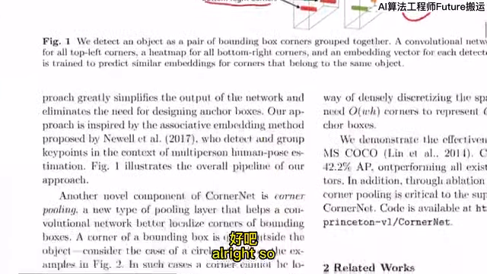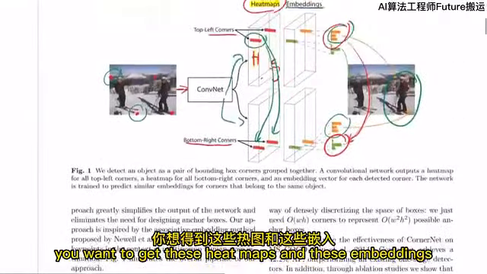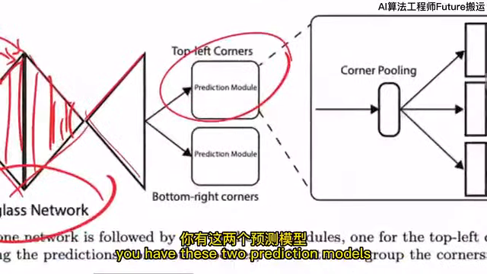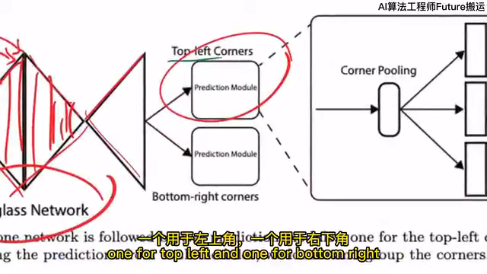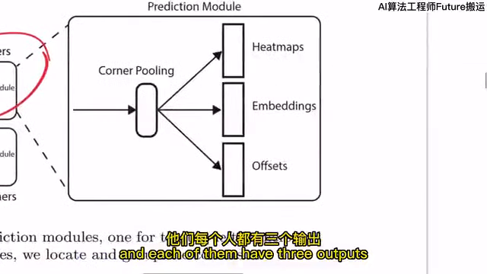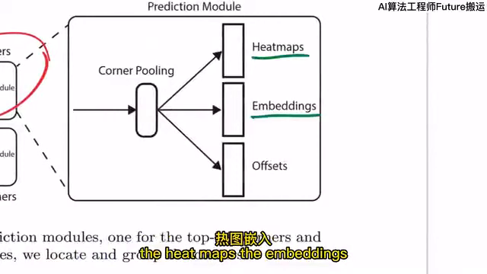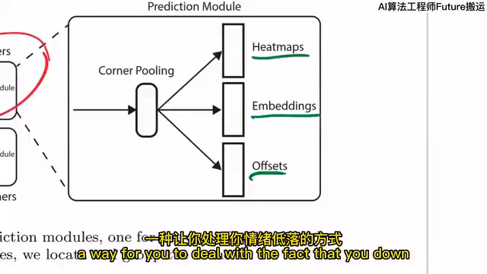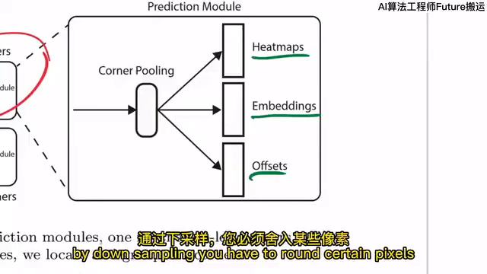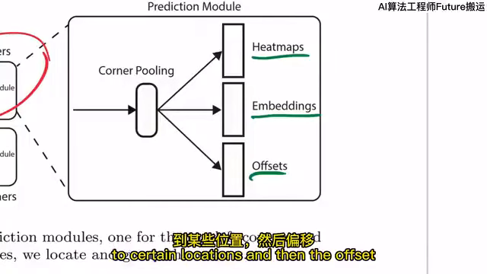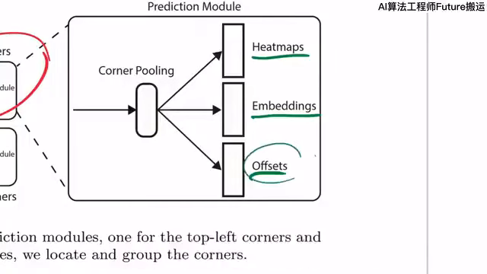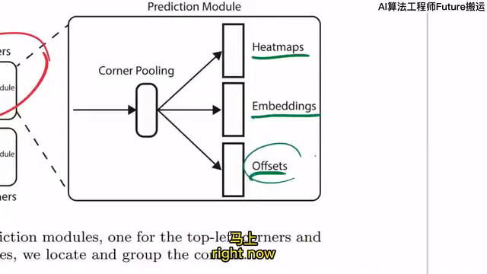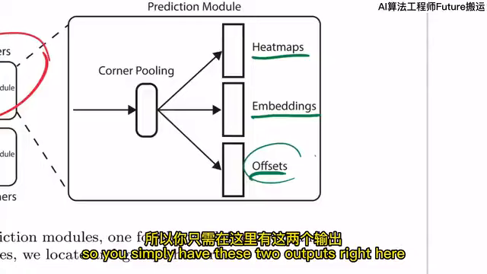All right, so that's the goal right here. You want to get these heat maps and these embeddings, and the way you do it is fairly easy architecturally. You have these two prediction modules, one for top left and one for bottom right, and each of them has three outputs: the heat maps, the embeddings, and the offsets. The offsets are simply a way for you to deal with the fact that you downsample, and by downsampling you have to round certain pixels to certain locations, and the offsets compensate for this. But I don't want to focus on these right now. So you simply have these two outputs right here.